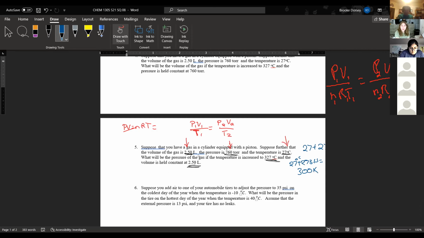So we know that, oh yeah, and what's another thing? We have this guy who needs to be in Kelvin. What's up with our pressure? Needs to be atmospheres. How are we gonna get this guy to atmospheres? Isn't 760 torr 1 atmosphere?